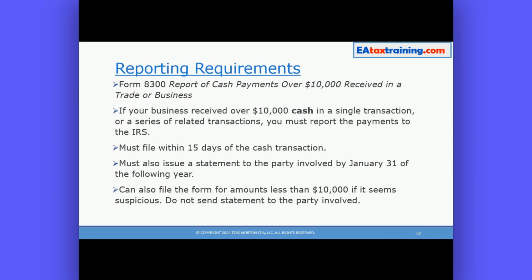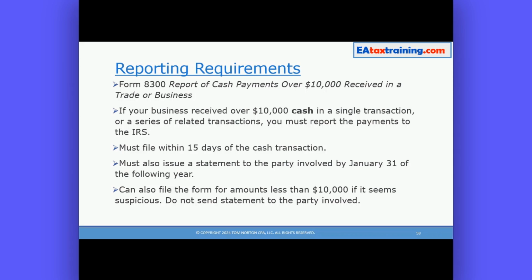Next reporting requirement is Form 8300 to report cash payments of over $10,000. So if in the course of your trade or business, you receive over $10,000 of cash. So we're talking about actual greenbacks. Somebody's bringing in a bunch of $100 bills or 20s, it doesn't matter what the denomination is. But if you receive $10,000 of cash in a single transaction or a series of related transactions, then you must report those payments to the IRS.